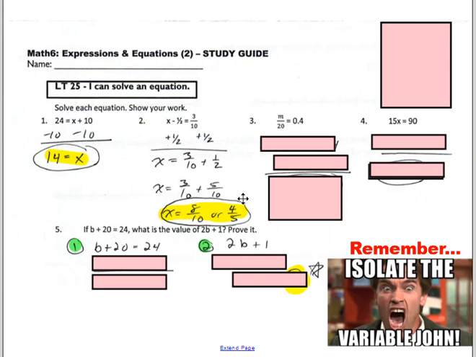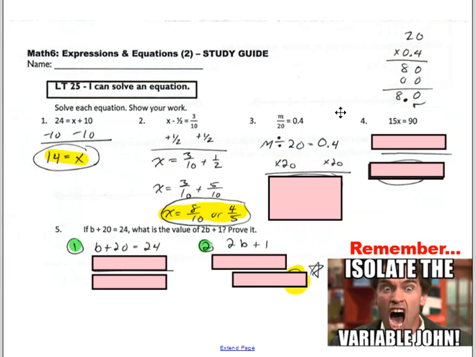So that's our answer. In number 3, remember that this is division. Okay, m over 20 is really m divided by 20. So I just rewrote it. And I want to get that m by itself, so I undo what's being done to it. I multiply both sides by 20. And if I multiply this side by 20, I rewrote it up here, 20 times 4/10, I end up with an answer of 8. M has to be 8.